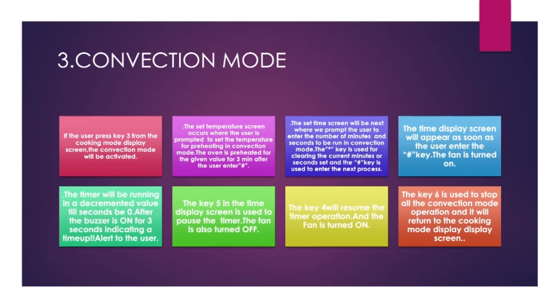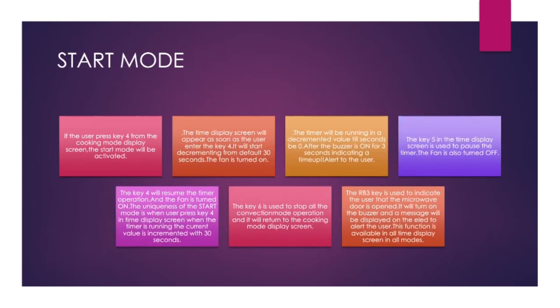Next, pressing key 6 is used to stop all the convection mode operation and it will return to the cooking mode display screen. Next step, the next mode is start mode.